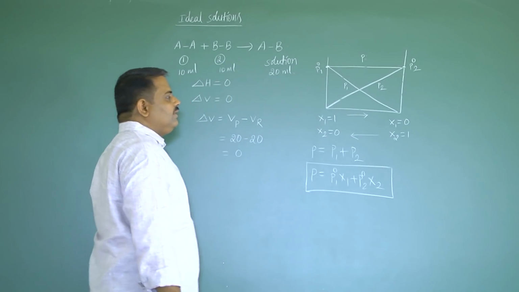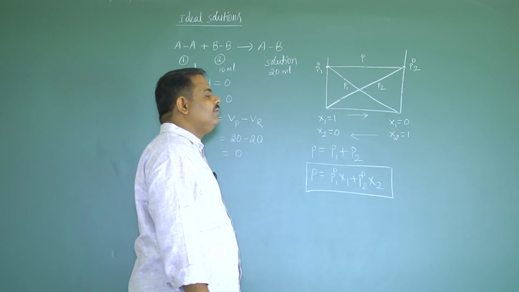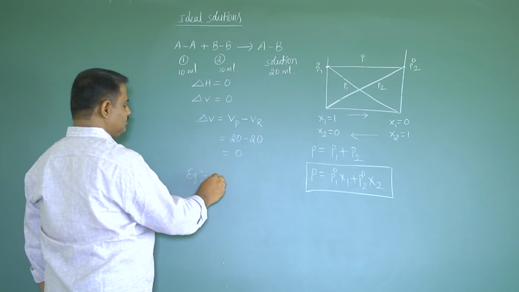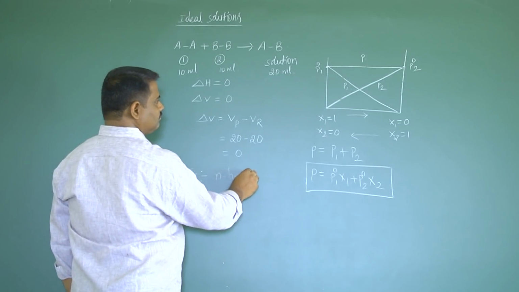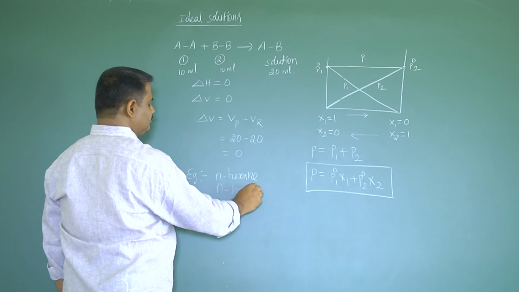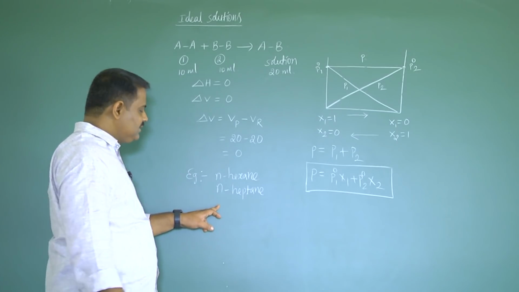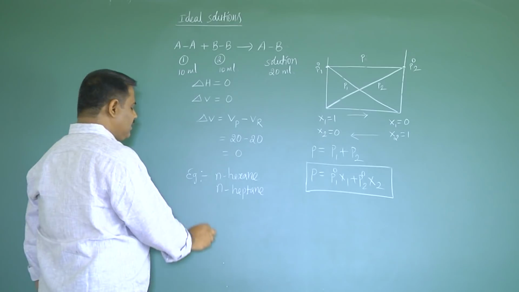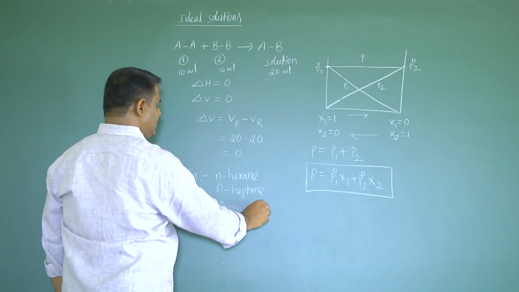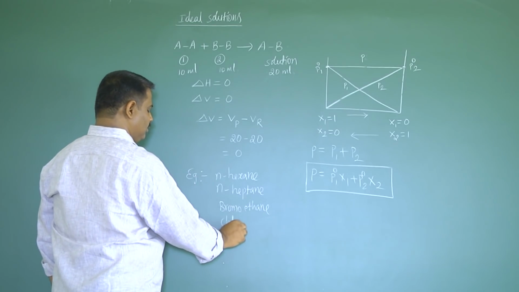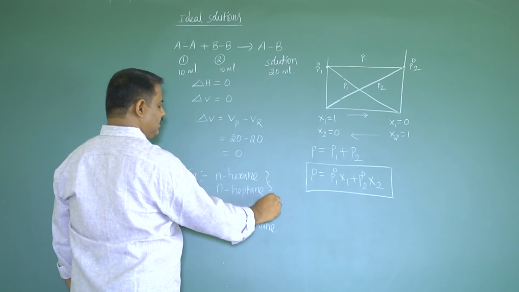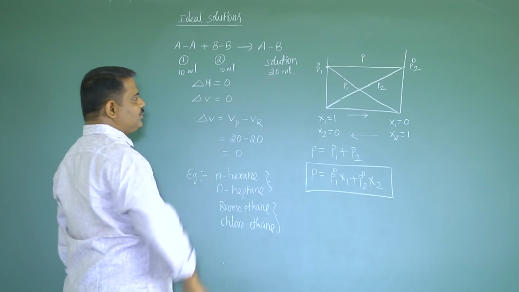Now see, for this type of solutions we have several examples. One is normal hexane and normal heptane. See, this is our first example. And the second one is bromoethane and chloroethane. So these are examples for ideal solutions.